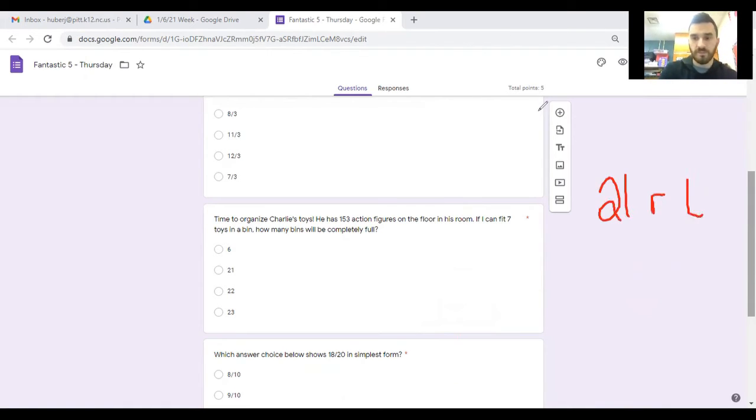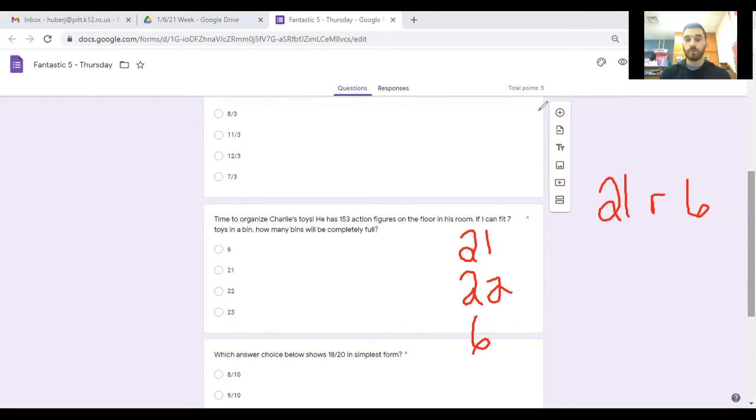21 remainder 6. And you know there's no such thing as 21 remainder 6 full bins. So we got to interpret the remainder. 3 possible answer choices, right? You could ignore the remainder and say the answer is 21. You could take that remainder to help you push up to the next number. You could have 22 completely full bins. Or you could say, hey, that remainder is going to be my answer. And you could say, I have 6 completely full bins.